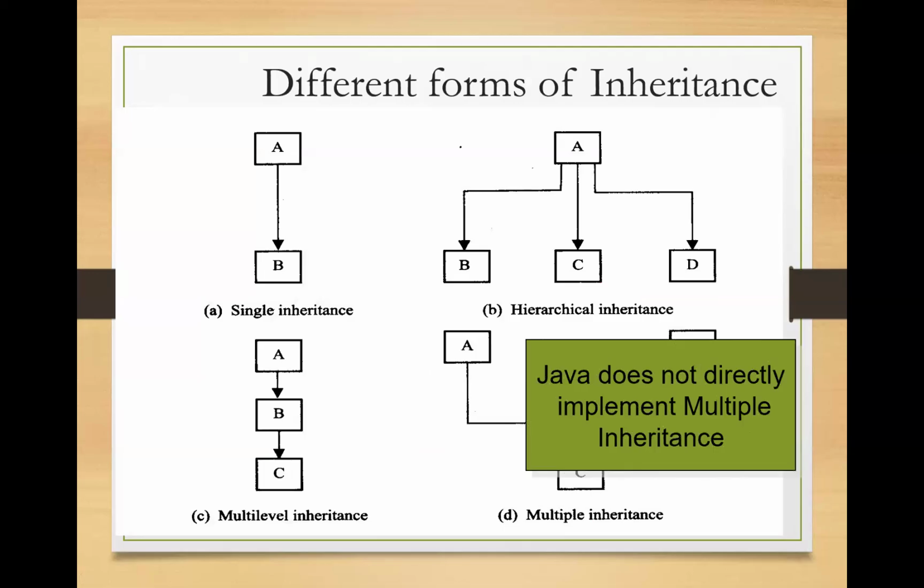Then for code reusability, we could use inheritance, right? We can have multi-level inheritance, single inheritance, and hierarchical inheritance as well. You could try them out, and hereafter we'll be practicing these as well.